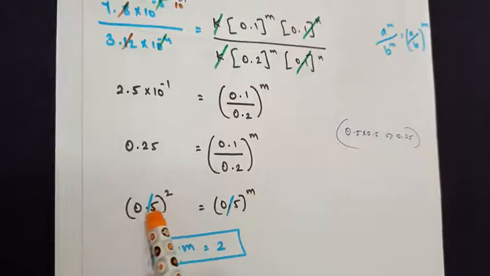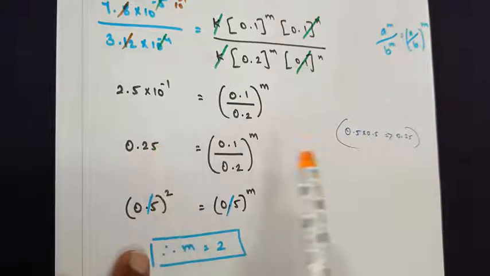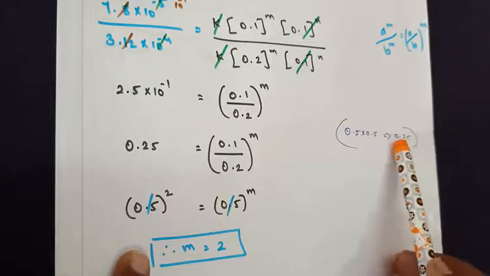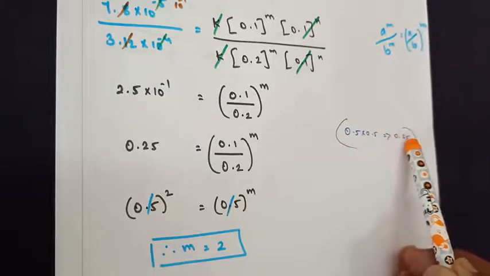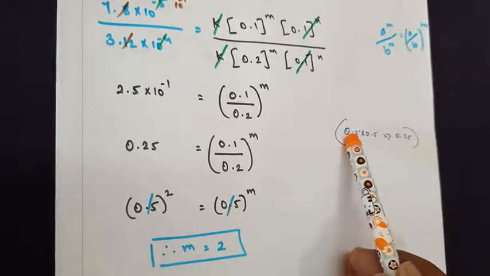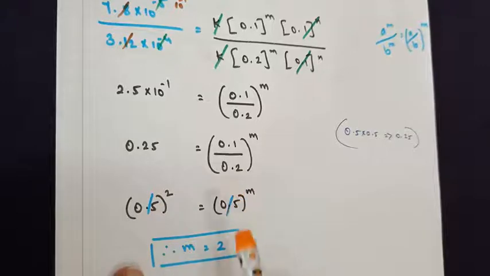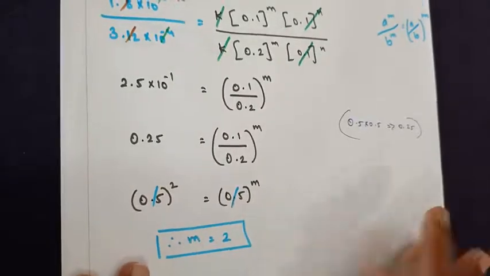Now, from where did I get this 0.25 into 0.5? Square root of 25 is 5. So, 0.5 into 0.5 can be written as 0.25. So, instead of writing 0.25, if I write it as 0.5 to the power 2, then 0.5 and 0.5 get cancelled. I get the value m is equal to 2. It's an easy calculation. Now this is how we get the m value.